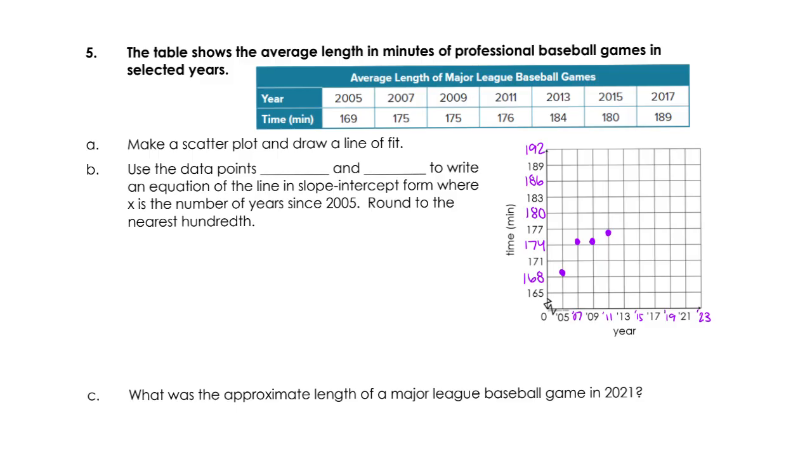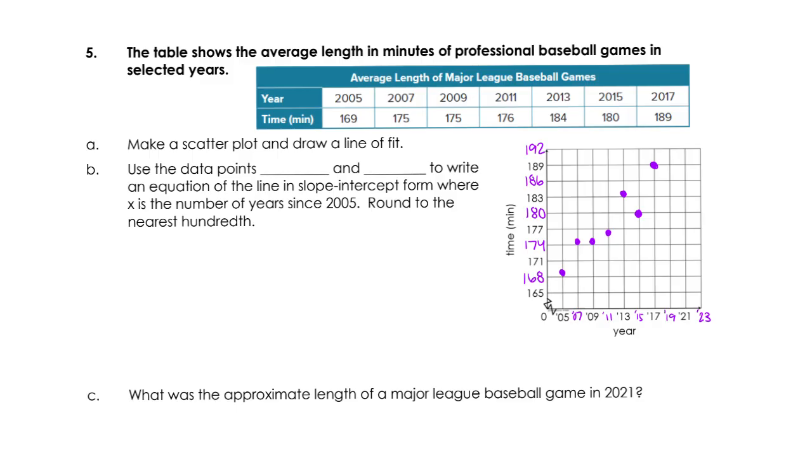And then let's see, 2013 and then 184 would be just above the 183. 2015 and then 180 would be right where those two lines intersect, and then 2017 and 189 would be that point right there. So there's our scatter plot. All of our dots are ordered pairs on the graph, but now it says we have to draw a line of fit. So I'm going to get my ruler out here.